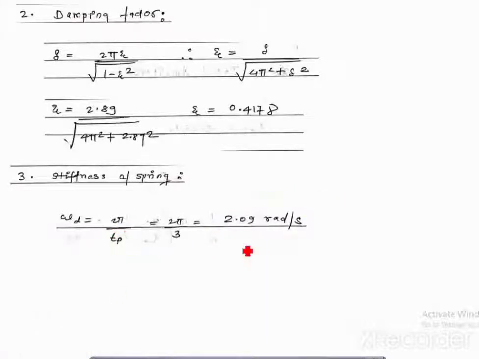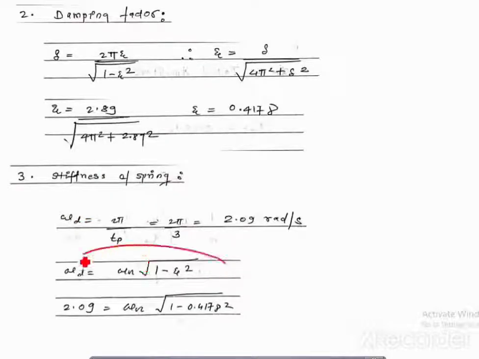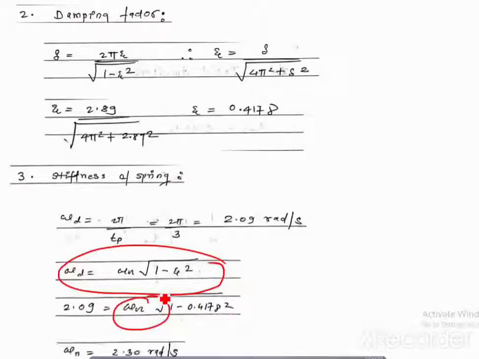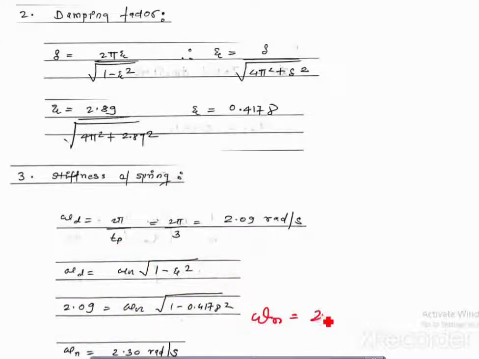Omega d means what? They have given you TP. The time period for the damped vibration is 3 seconds. So 2 pi upon TP, you will get 2.09. This is not the natural frequency, this is the damped natural frequency. Now you know that omega d is equal to omega n into square root of 1 minus zeta square, right? This is a standard formula which we have already understood. From this I will get omega n. So you are getting omega n equal to 2.30 radian per second.